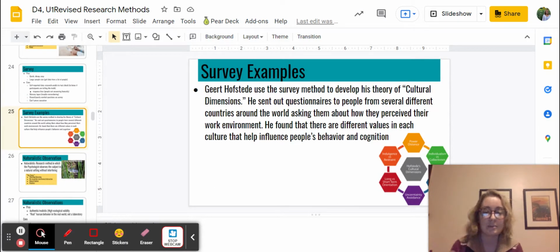All right, so an easy example is Hofstede, who was creating his theory of cultural dimensions. He sent out a questionnaire to people from different countries in the world, asking them how they perceive their work environment. And from this, he found that there are different values in each culture that help influence people's behavior and cognition. Right? He sent out a questionnaire.